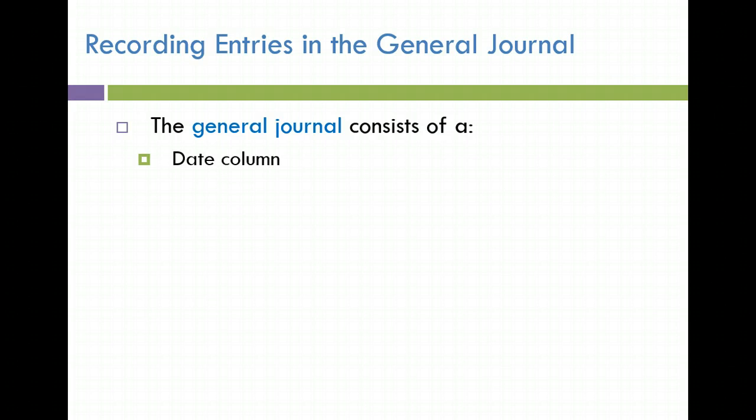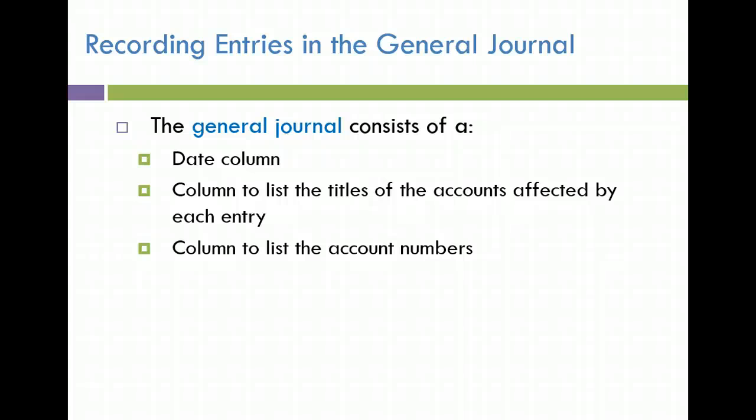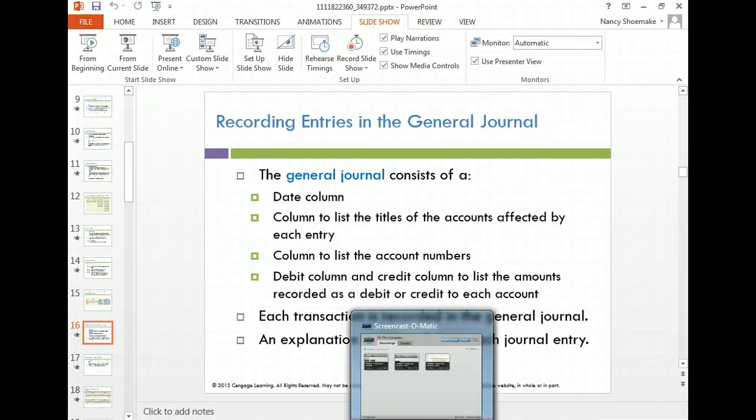When we record a general journal entry, there's a real specific format that we should use. The first column is the date column. The second column lists the accounts and how much is affected by each entry. Now, in the second column, we generally start with our debits first, and then we enter our credits next. I'm just going to show you an account real quick.